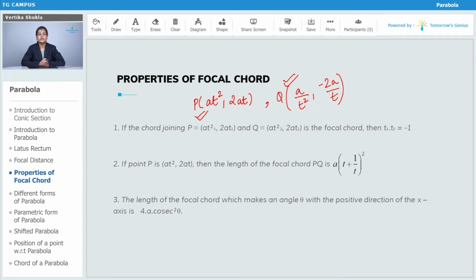The third point says that the length of the focal chord which makes an angle theta with the positive direction of the x-axis, that means the slope of this focal chord is equal to tan theta, is given in terms of theta by 4a cosec square theta. So if you know the angle, you will use the formula 4a cosec square theta. If you know the points P and Q, then you will use the length of the focal chord as a into (t plus 1 by t) whole square.